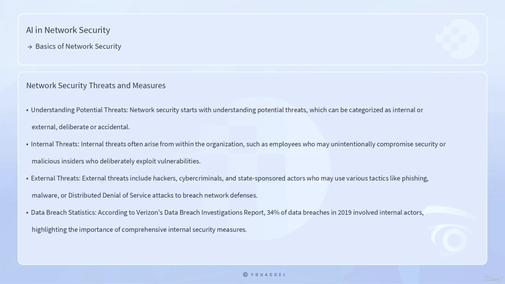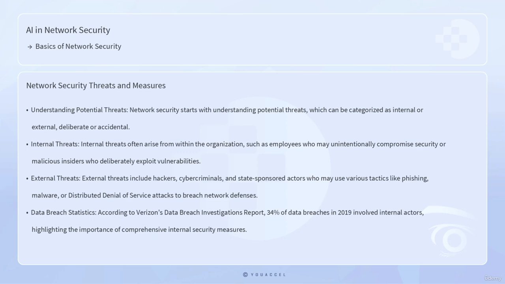Network security starts with understanding potential threats, which can be categorized as internal or external, deliberate or accidental. Internal threats often arise from within the organization, such as employees who may unintentionally compromise security or malicious insiders who deliberately exploit vulnerabilities. External threats include hackers, cybercriminals, and state-sponsored actors who may use various tactics like phishing, malware, or distributed denial-of-service attacks to breach network defenses.